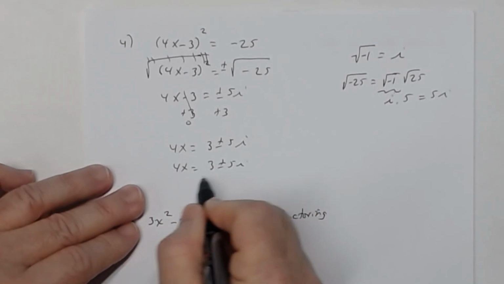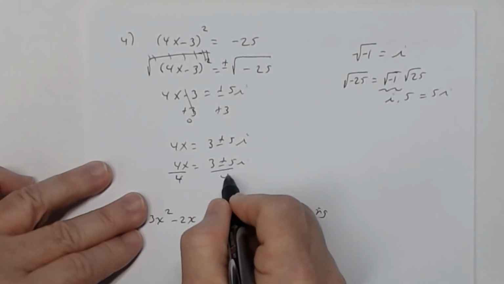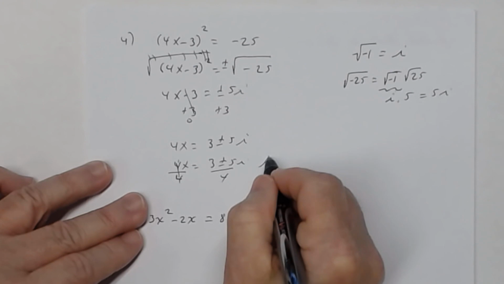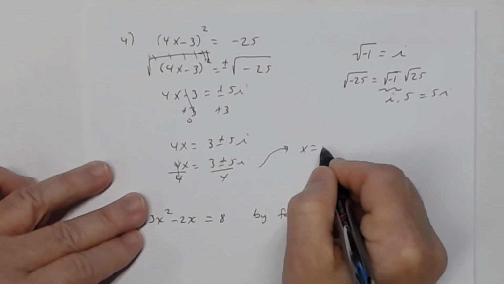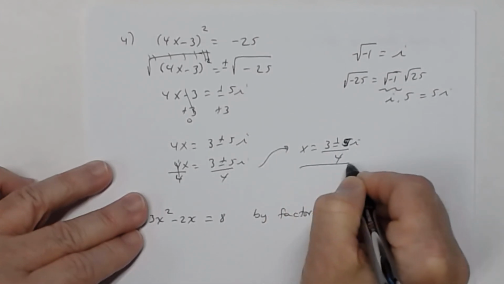And then to get x by itself, let me just rewrite this over. Right now I'm multiplying x by 4. The opposite is to divide both sides by 4. And when you do that, you're going to get x equals 3 plus or minus 5i, that's a 5, divided by 4. And leave your answer like that.